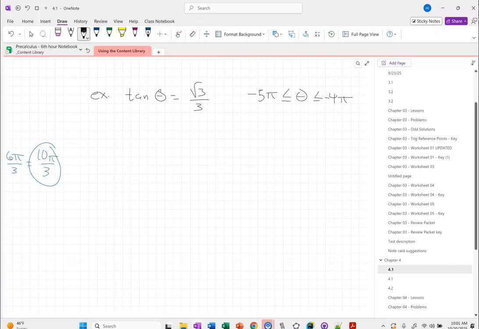So here we're going to do tan theta is equal to root 3 over 3 from -5 pi to -4 pi. This will be like the hardest variation of this kind of problem I think I can cook up. So we start by noticing that tan theta is positive.